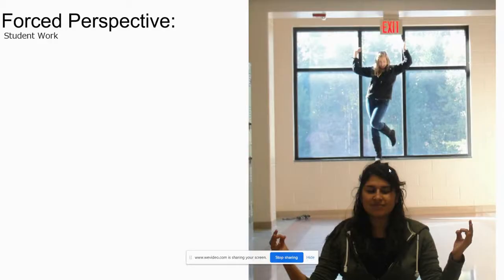This is forced perspective. Forced perspective is when you have something that's further away in the distance and something that's closer in the distance, but they look like they're the same distance away. And that's why it looks like this girl is standing on this other girl's head, but she's not. She's really standing on the windowsill. Shh, don't tell anybody. That's our secret.